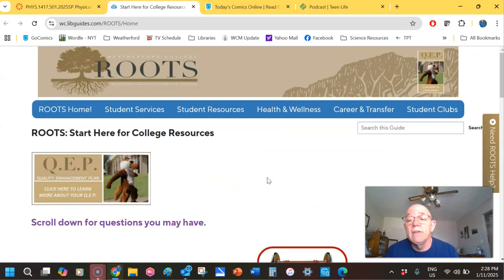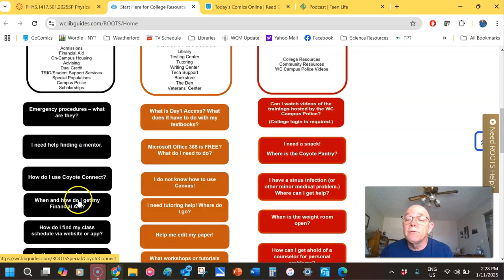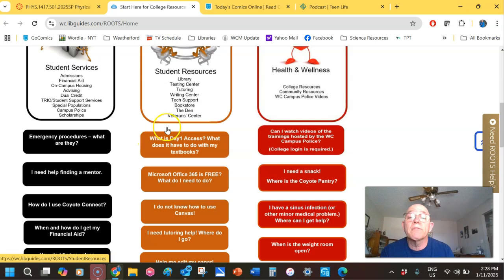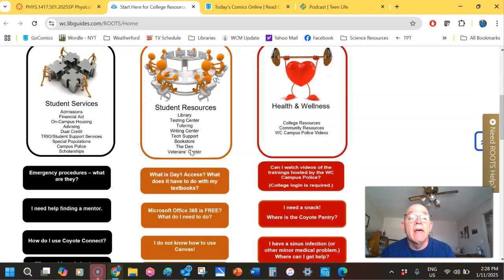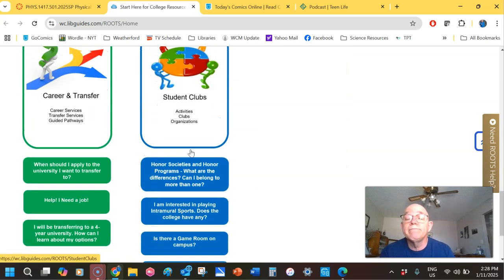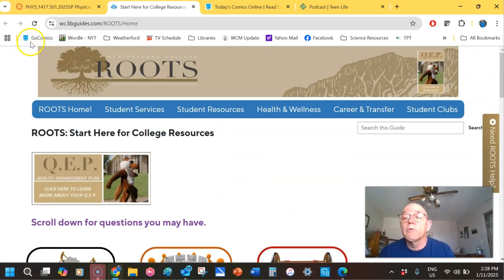They have Roots, which has a lot of different services that they have, admissions, financial aid, all this sort of thing. It would help you find how to answer a lot of these questions. Student resources, library, testing centers, etc. Information about that sort of thing, health and wellness, career, like that one, help, I need a job, whatever. Okay, so a lot of those kind of things, and then also student clubs. So it's got a lot of good information. It's a good, quick place to go to find out about those things.